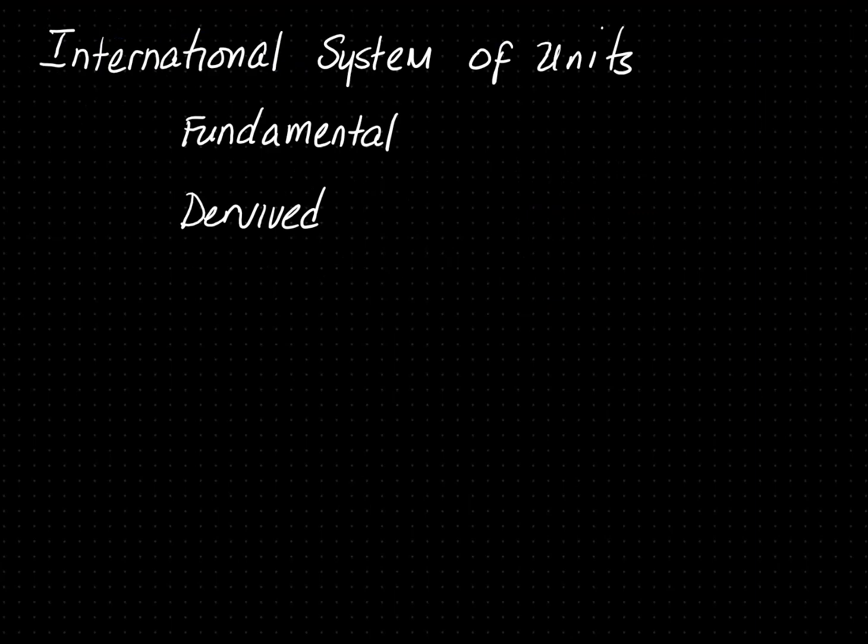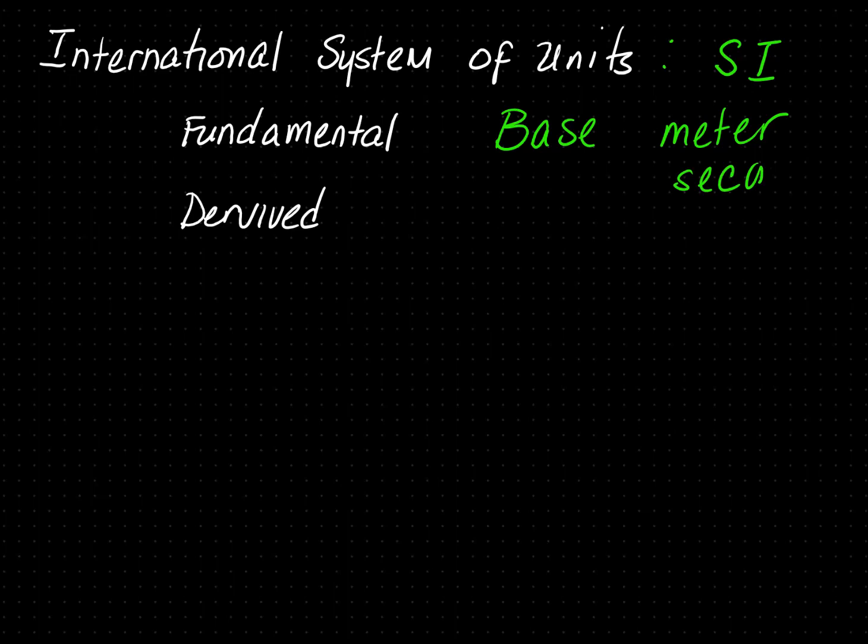The metric system is a standardized unit. It is known as the International System of Units, or abbreviated as SI units. There are two types: the basic, which is the fundamental, and derived. Derived units are made from fundamental units. So a fundamental unit may be a meter, or a second, while a derived unit will be developed from the fundamental unit.